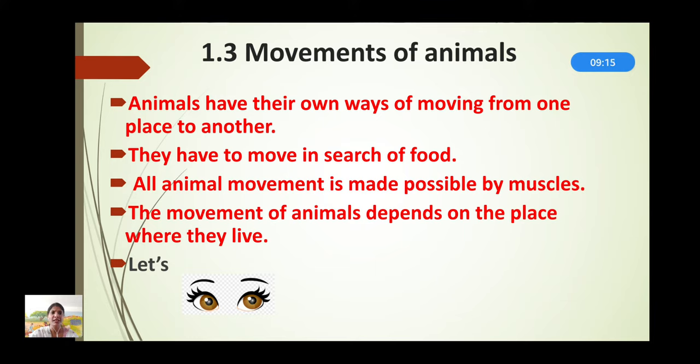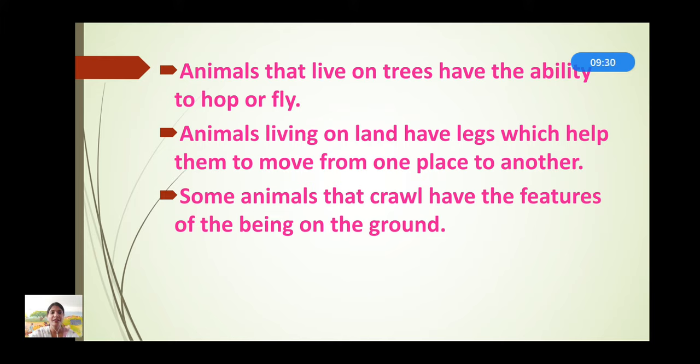All animal movement is made possible by muscles. They use their muscles for moving. Movement of animals depends on the place where they live. Now, let's see. Animals that live on trees have the ability to hop or fly. Tree animals like a bird flies. Monkey sometimes hops. Animals living on land have legs which help them to move from one place to another. Now, land animals move with the help of legs. You all know that? Yes, you all know that.